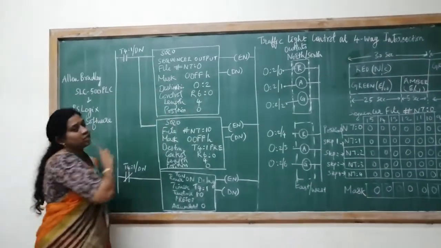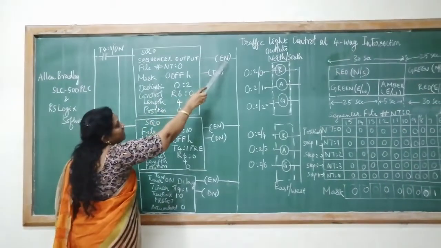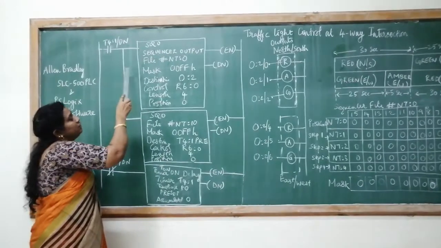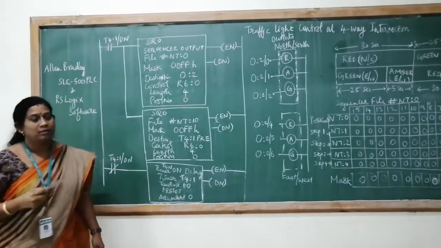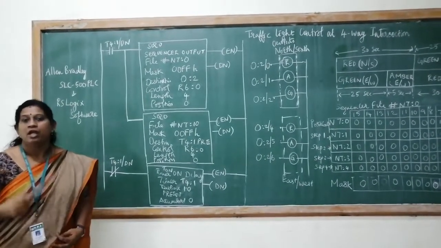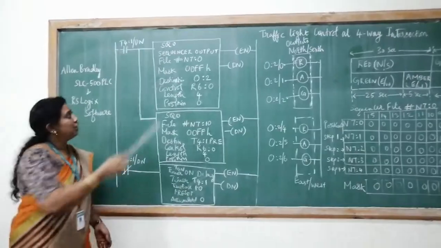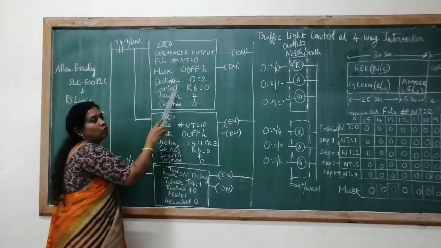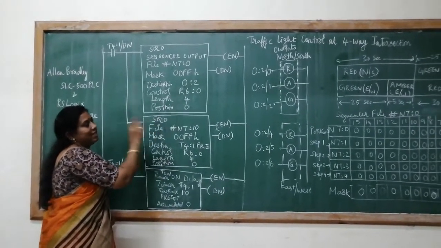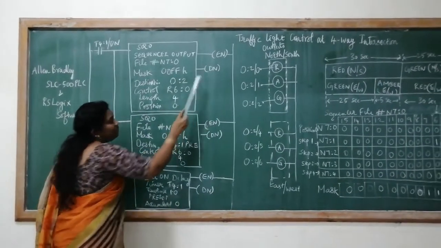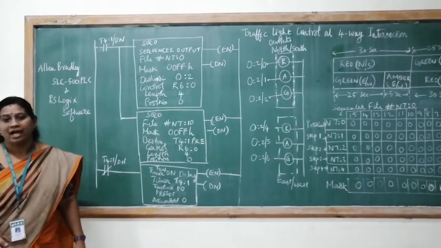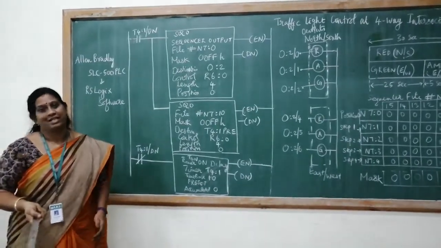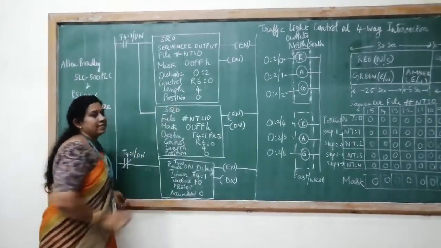So this is the sequencer output instruction, and this represents EN. EN is the enable bit. Whenever the instruction experiences a false to true transition, the enable bit is made high to show that the sequencer output is on. This instruction is enabled, and this done bit is made high when all the words in the sequencer file have been passed to the destination address. That's the purpose of the done bit.